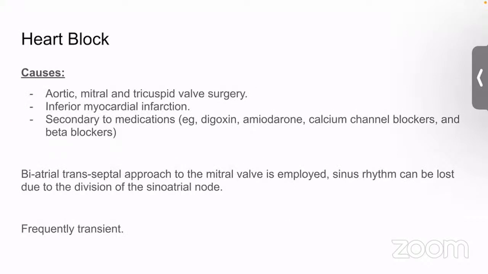For heart blocks, usually the causes include patients undergoing aortic, mitral, and tricuspid valve surgery, patients with inferior MI, and medications like digoxin and beta blockers. If a biatrial transseptal approach to the mitral valve is employed, the sinus rhythm can be lost due to division of the SA node. It is usually transient.